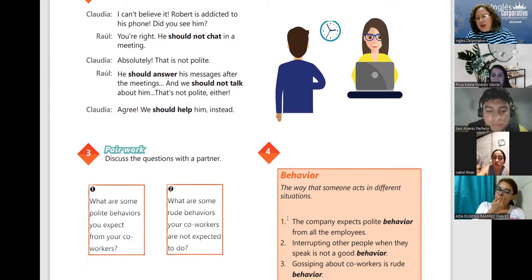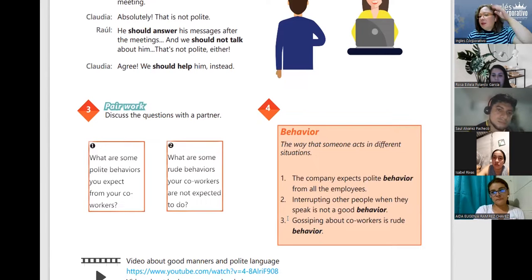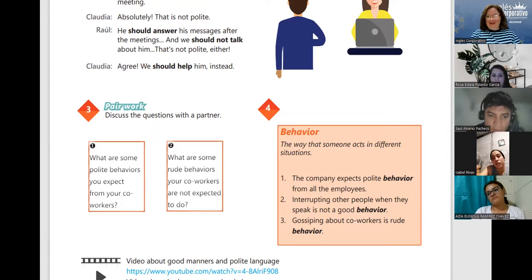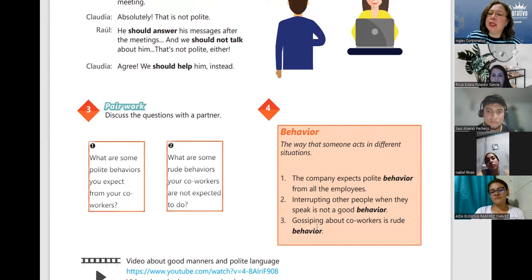Number three, please. Who wants to read number three? Gossiping about co-workers is rude behavior. It's not gas. It's gossiping. Just say gossiping. Gossiping about co-workers is rude behavior. There you go. Thank you very much. Co-workers, rude behavior. Thanks, teacher.